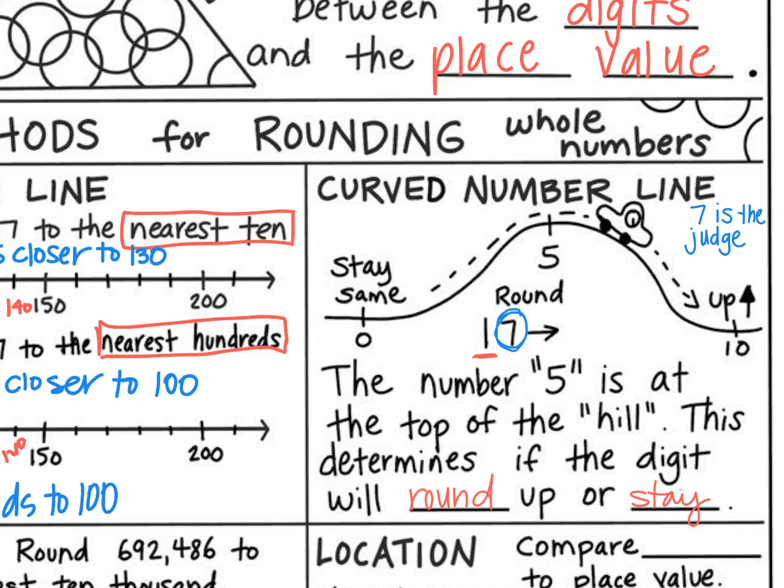So we round up, okay? 17 would fall over here somewhere. Because 7 is greater than 5, it fits between here. Everybody with me? 7 is my judge, so I come to this side of my hill. Because it's greater than 5, then I have to round up. So 17 is going to round to what number? 20. Yes, 20.